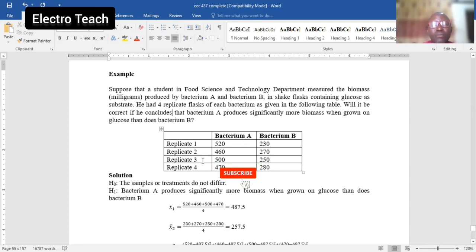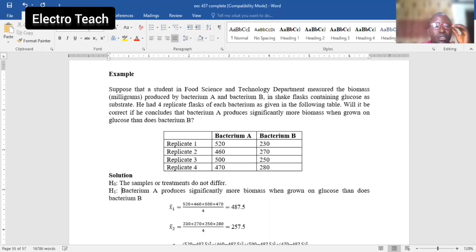So we have the solution. H naught: the samples of treatments do not differ. That is the hypothesis. Formulate the hypothesis first. That samples of bacterium A and bacterium B are not significantly different. Even though when you look at this table, you see that the values are not the same. It appears bacterium A is always higher than bacterium B. But we will not go ahead and make a decision based on that. So we cannot make a decision by merely looking at the values on the table. We subject the data sets to statistical analysis, then we make an informed conclusion based on what we obtain.